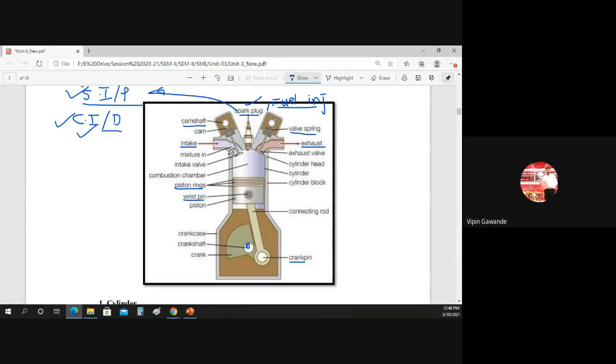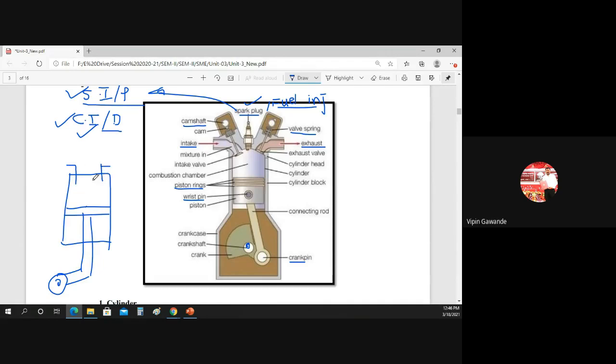So what do we have here? If we draw the line diagram, suppose something like this, we have the cylinder. In the cylinder, we have the piston. The piston is connected with the crank. Here this is the crank, this is the crankshaft. Then we have the inlet valve.